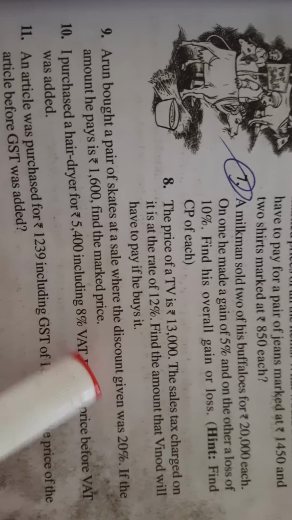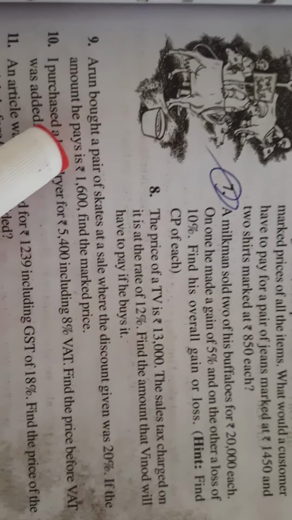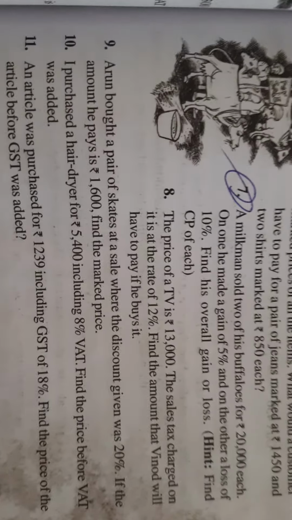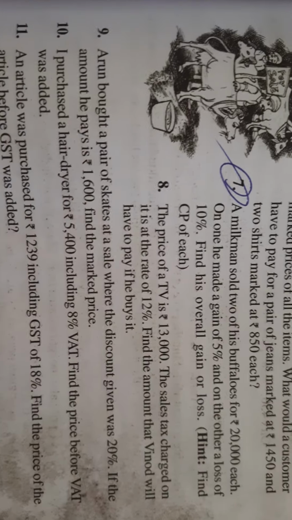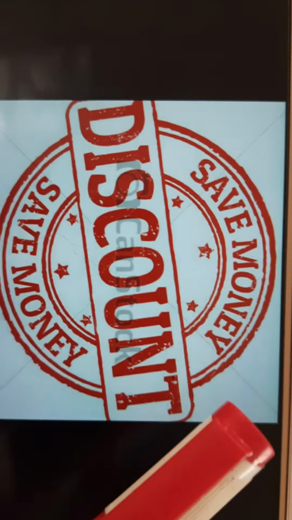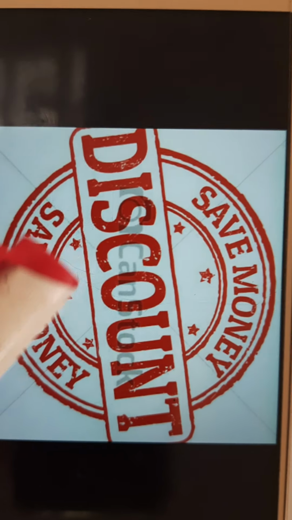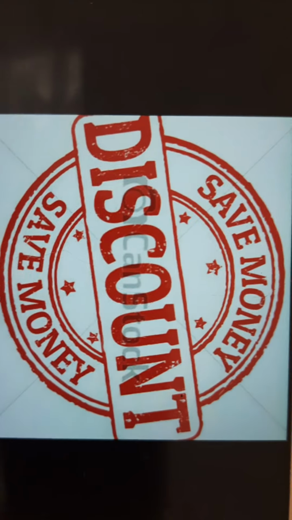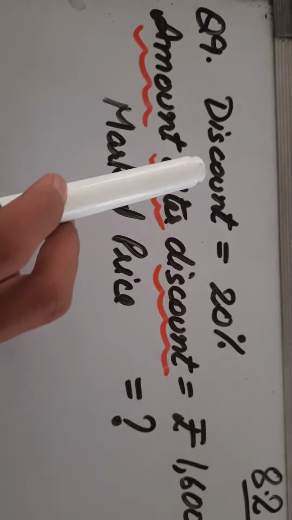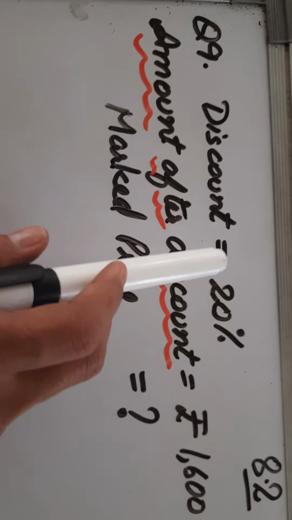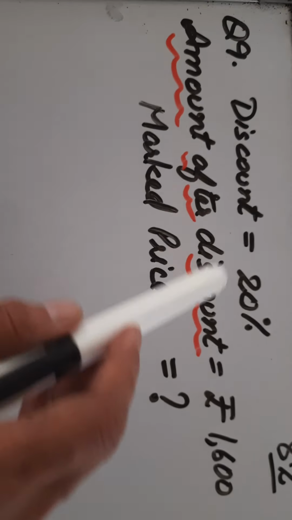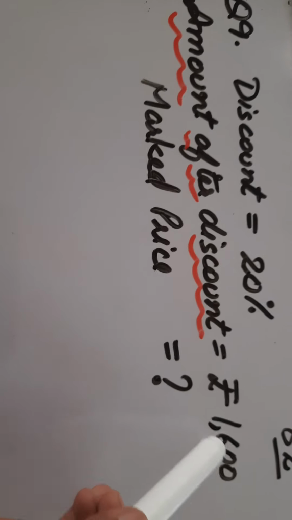Find the marked price. So now the amount paid is given to us and we need to find out the marked price. That means, dear students, now they are talking about the discount. To save money, we are attracted by the sales, and in the sales we get the discounts. So now what to do? Whatever is given to us in the question, first of all we'll write that discount given or offered is equal to 20%. Amount after discount, this is the paid amount after discount, is 1600.